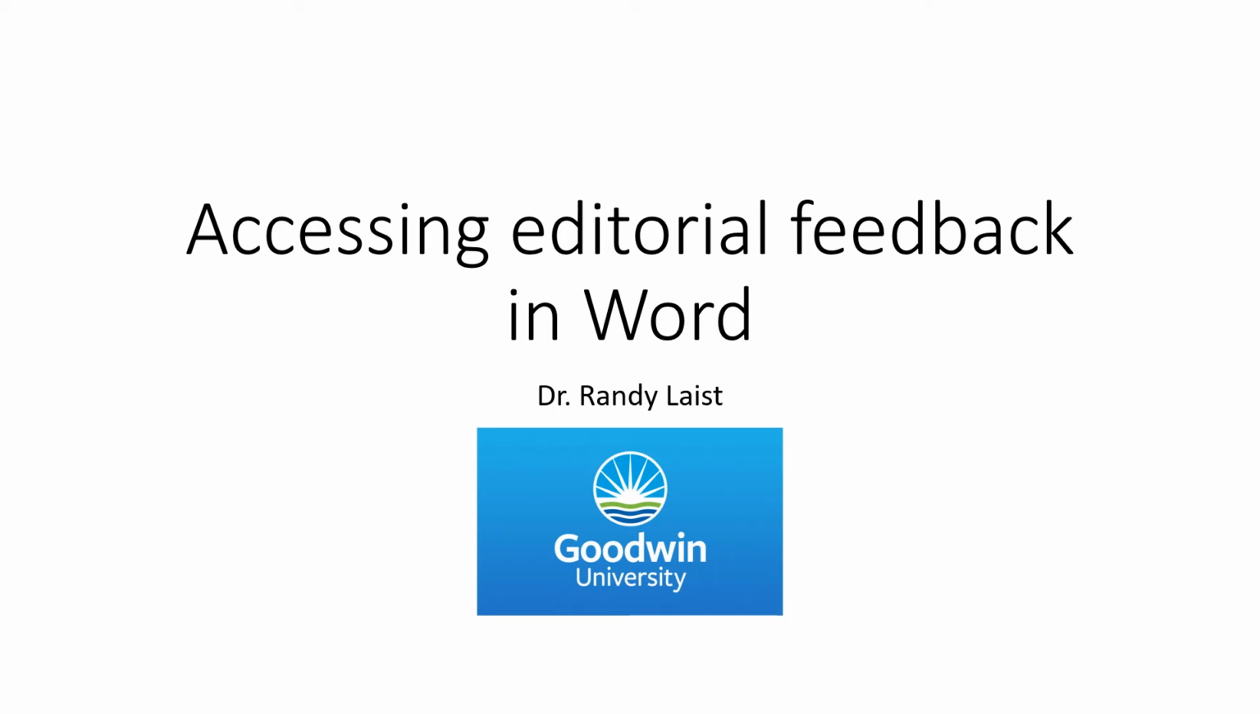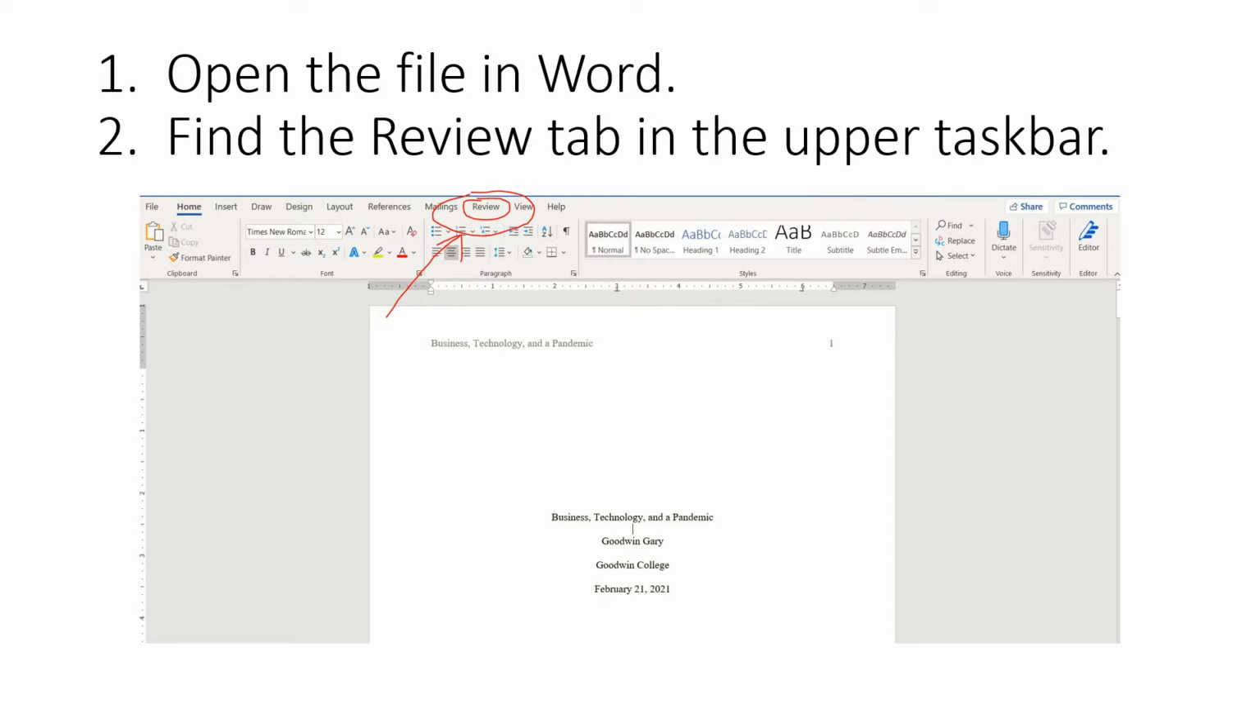This short video talks about how to access editorial feedback in a Word document. When you get your research paper draft back from me, you'll see that most of the time I will have linked a Word document where I've edited your file. In order to see those edits, however, you have to make sure that you go through a very specific process.